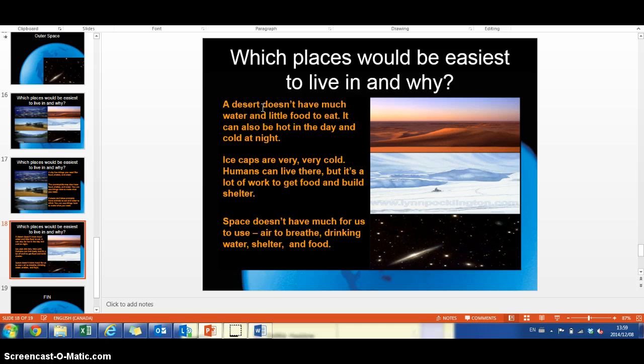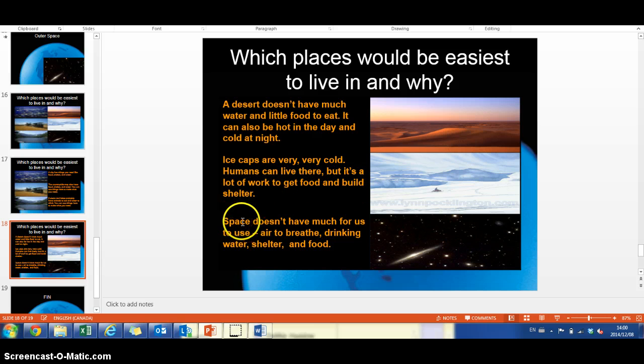A desert doesn't have much water and little food to eat. It can also be hot in the day and cold at night. So very difficult. We can't get our food, all right, and we can't really make shelter. We have air and not much water, so that's a very difficult place for humans to live. Ice caps at the top of the North Pole or the South Pole, top of the world, top of the Earth. Ice caps are very, very cold, you can imagine, right? Humans can live there, but it's a lot of work to get food and build shelter.